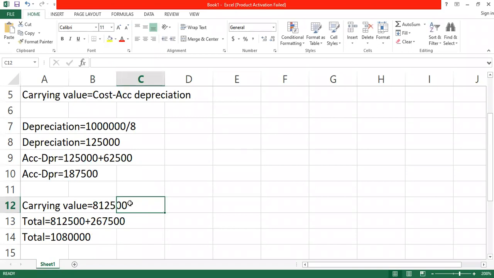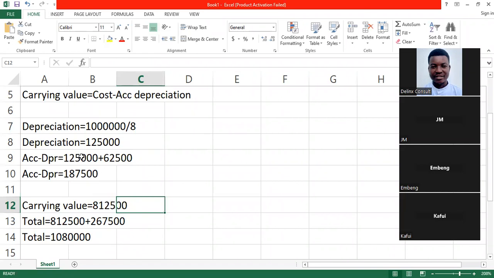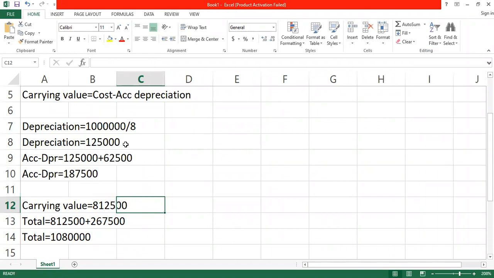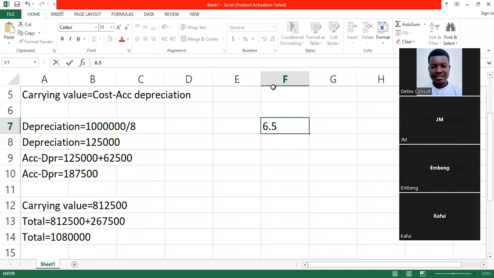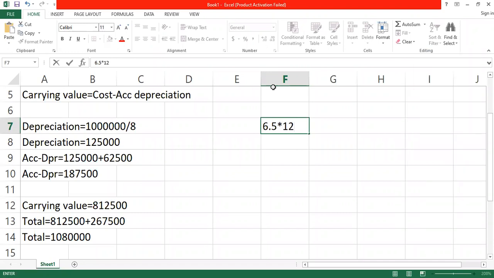Getting the carrying amount. What is the depreciation for each year? 125,000. So we use the asset for how many years? 18 months. We use it for 1.5 years, isn't it? Yes. But what is the total useful life of the assets? 8 years. So if we use 1.5 years, it means that we are going to have 6.5 years remaining, isn't it? Yes. So you multiply the 6.5 by the annual depreciation. What are you getting?